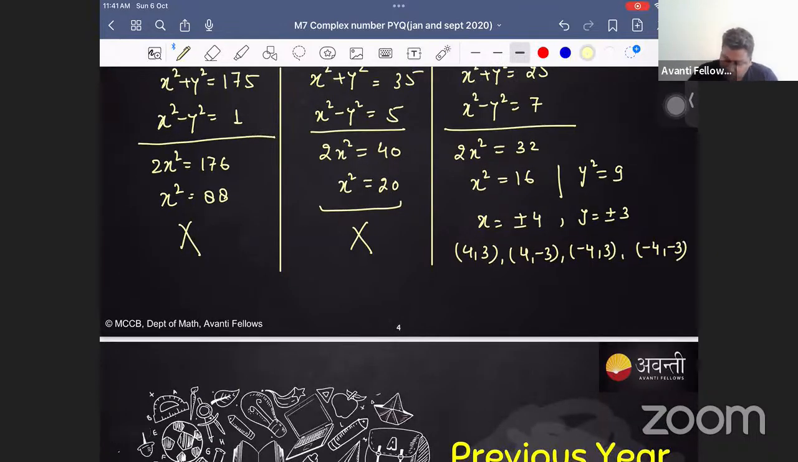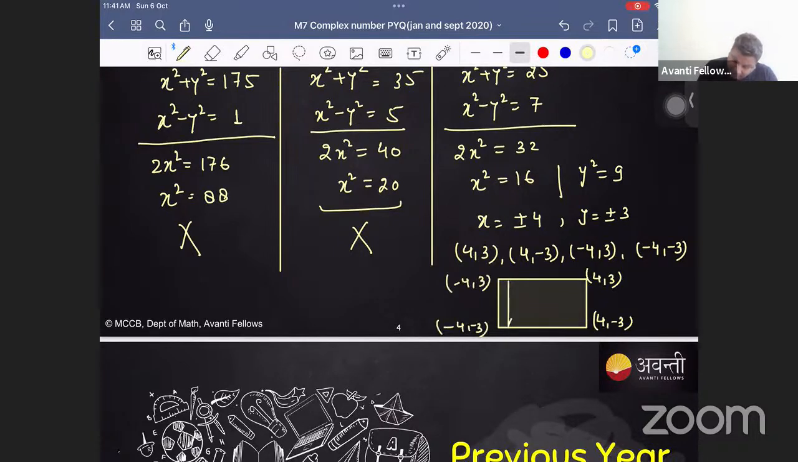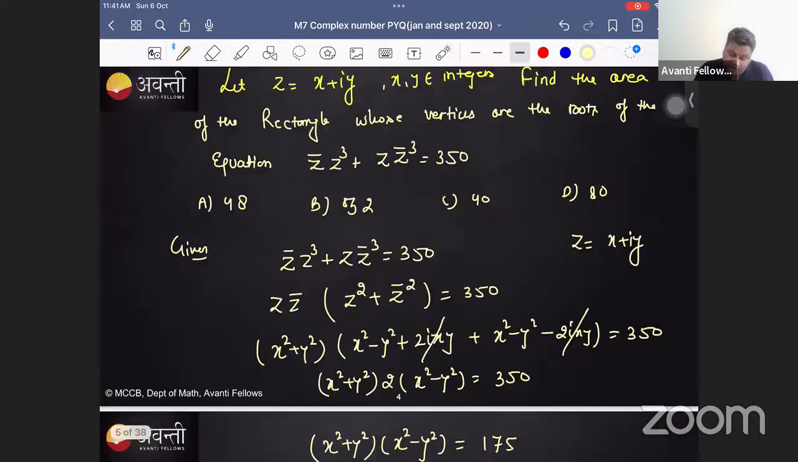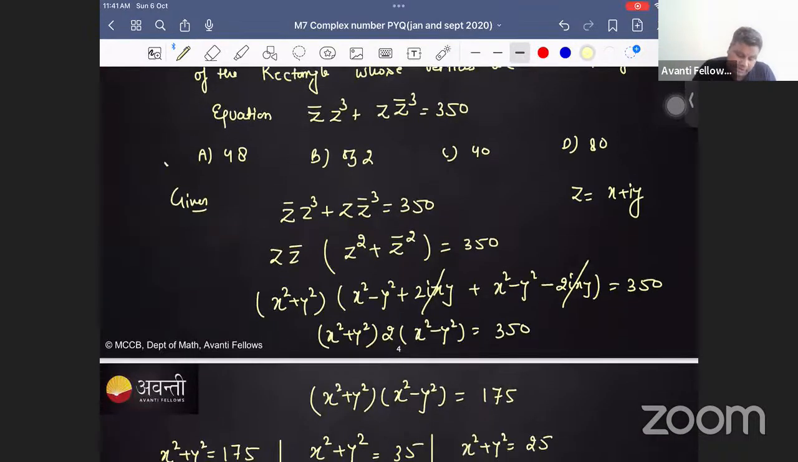So if you make a rectangle, this point is 4 comma minus 3, this will be 4 comma 3, this will be minus 4 comma minus 3, and this will be minus 4 comma 3. So one side will be of length 6 and this side will be of length 8. So area of the rectangle will be 48. A is the correct answer.